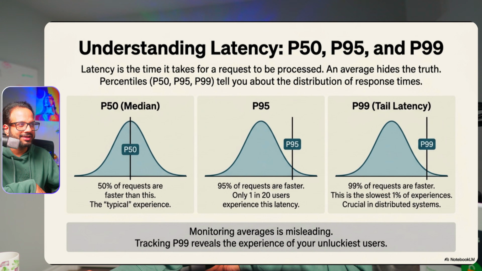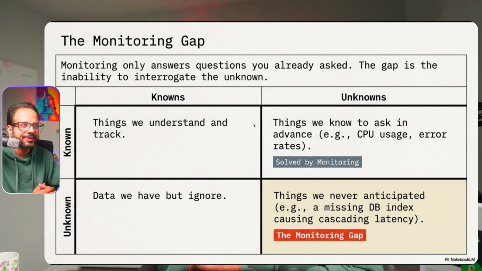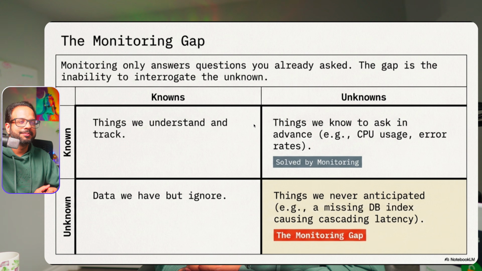Okay, so that's why P99 latency provides the best results out of all of these. But yeah, instead of using average latency, we use P50, P95 or P99 latency, and sometimes all of these. Okay, so let's understand the monitoring gap and why we actually need observability.